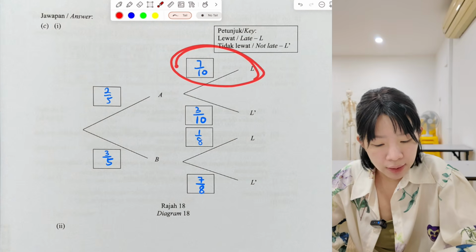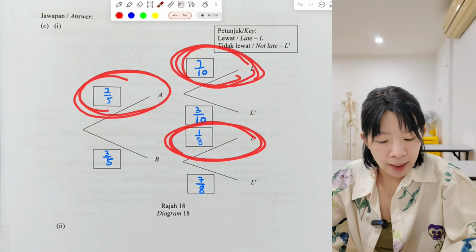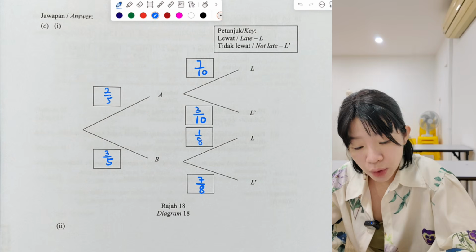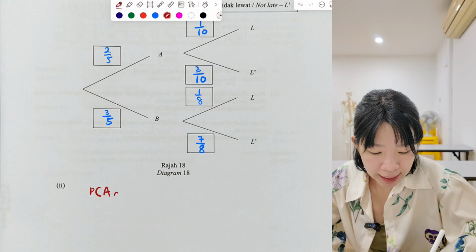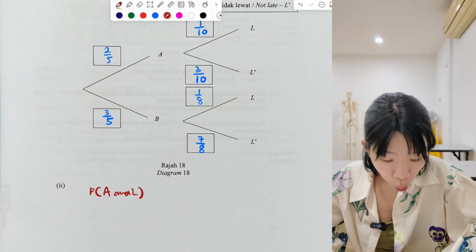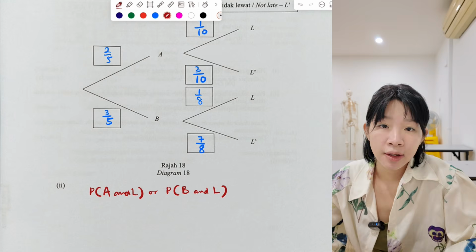If late for school, she might take bus A and then be late for school. Or she might take bus B and be late for school. So we have two combinations we need to find: the probability of taking bus A and late, or the probability of taking bus B and late.